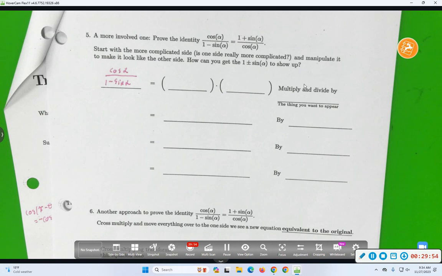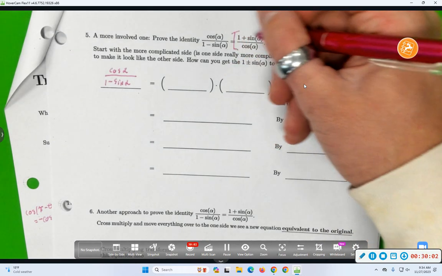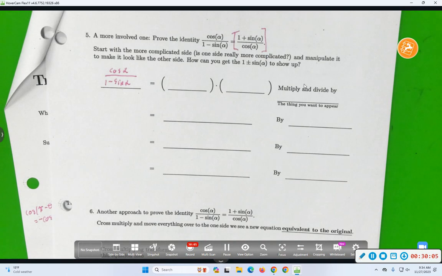And maybe it'll work. And in order to motivate, here's what I'd like to wind up with. Tell me something different about that as opposed to the thing we started with. One plus sine. There's a 1 plus sine in the numerator. So I'd like to get a 1 plus sine to show up in the numerator of this thing. Well, I can do that, right? I could just multiply the thing by 1 plus sine, as long as I also divide by 1 plus sine.